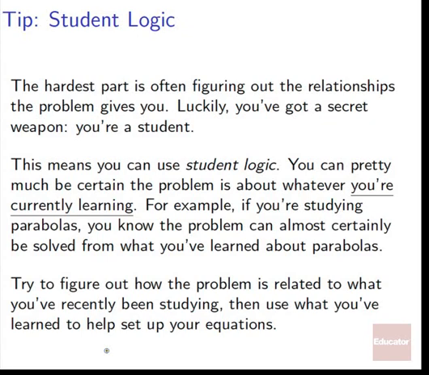But you've got a secret weapon. You're a student. What I mean by this is that you can use student logic. You can be pretty much certain that whatever your problem is going to be about, it's going to use what you're currently learning, right? If you are a student, they're not going to have you do something that you haven't learned, and they're probably mainly going to be focusing on the stuff that you've been working on. So whatever you're currently learning is exactly what you'll probably use to set up the relationships.